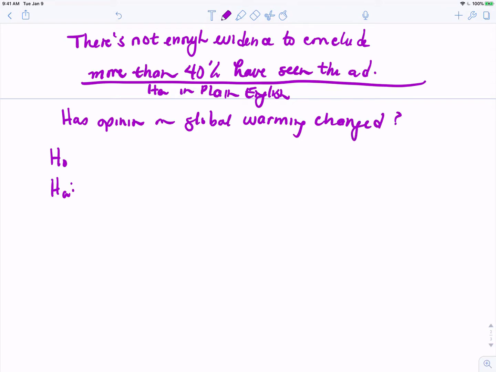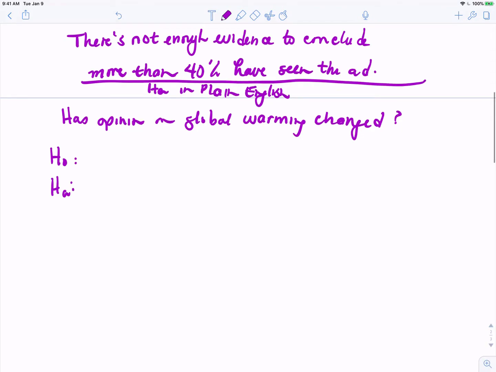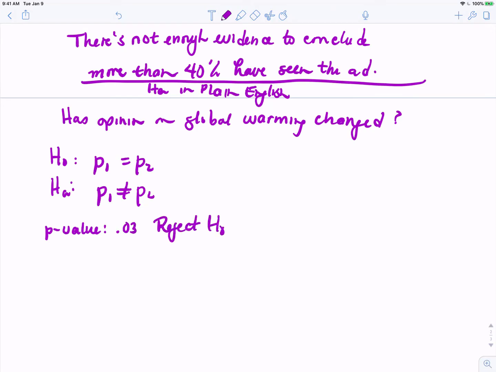And so maybe we have two sets of data, and we want to know if they're different. So our null hypothesis: no, the two proportions are still the same. And our alternative would be: no, there's been a change, now they're different. Suppose you get a p-value of 0.03. You would reject your null hypothesis. That means you believe this is true.